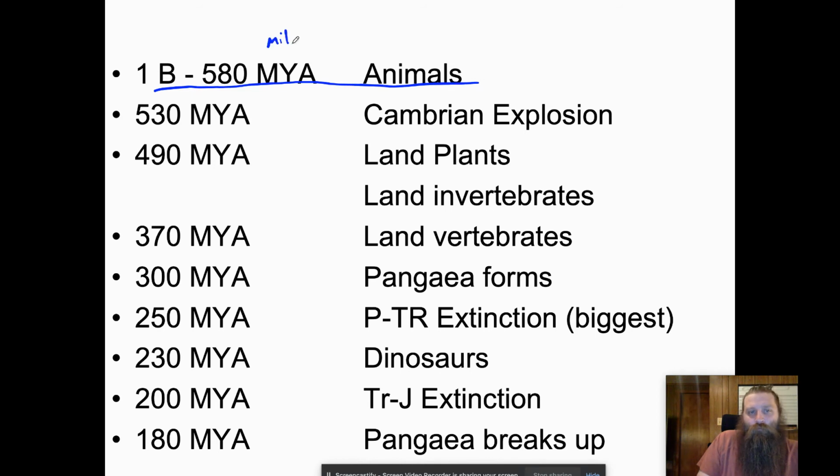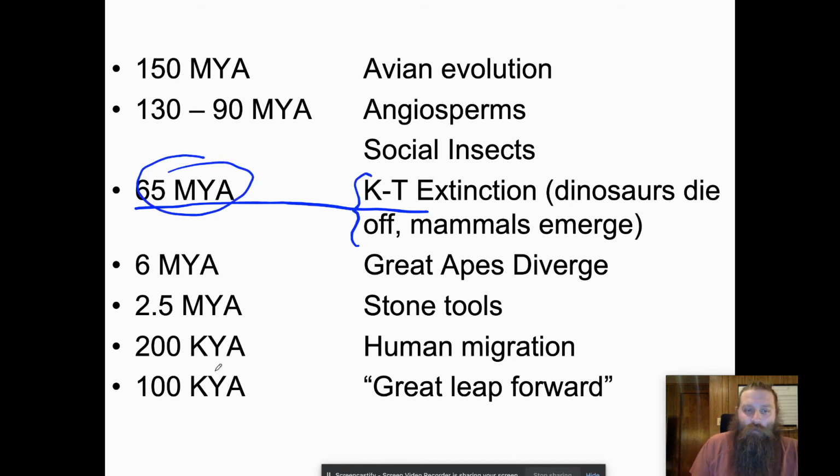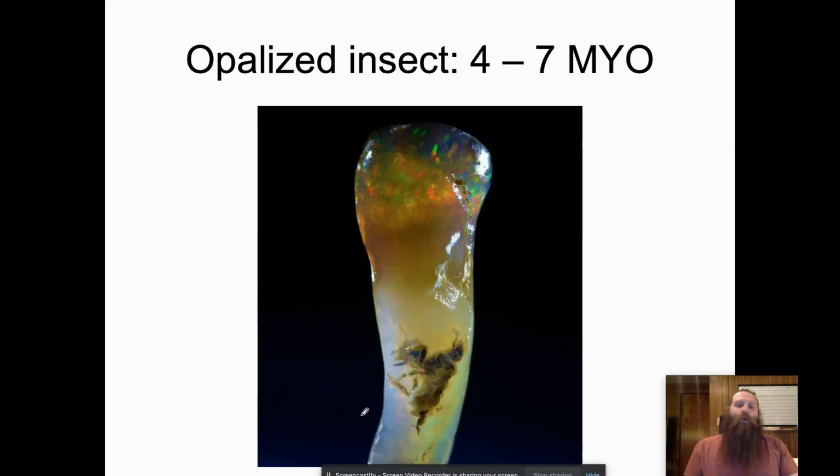MYA is million years ago. Okay. We don't really need to memorize any of these numbers. Just know that between 1 billion and 580 million years ago, our animals start to appear. The next one I want you to know, this one we are going to talk about, is the KT extinction and the emergence of mammals. All right, that's 65 million years ago. Okay, and then 100,000 years ago, we have the Great Leap Forward, and we'll talk about that when we get to human evolution.